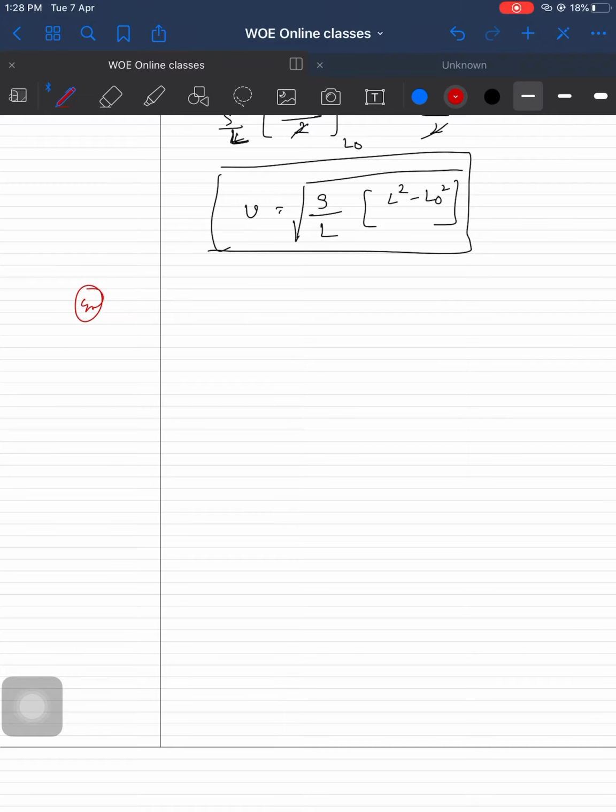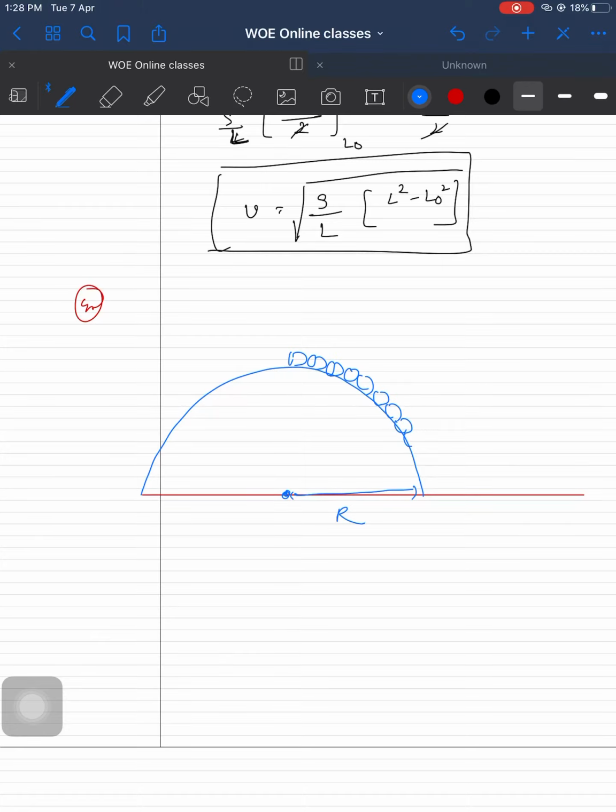Next example, say there is a hemispherical body, its radius is r, and a chain is hanging here. When the entire chain comes down, what is the value of the velocity? Find the velocity of the chain.